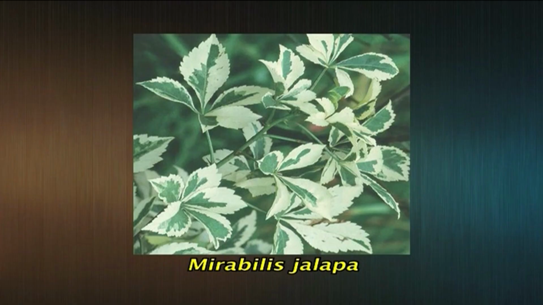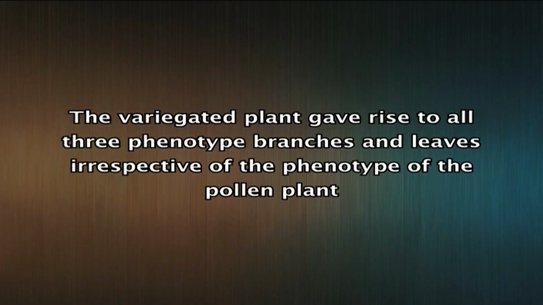Now, let us discuss chloroplast variegation in the 4 o'clock plant. One of the classical examples of extrachromosomal inheritance is the variegated leaves found in the 4 o'clock plant. There are 3 kinds of phenotypes observed in the leaves: white, green and variegated, that is patches of white and green on the same leaf. The progeny derived from the seeds of the white and green plant gave rise to white and green respectively, irrespective of the kind of pollen used from the 3 phenotypes. The variegated plant gave rise to all 3 phenotype branches and leaves irrespective of the phenotype of the pollen plant.